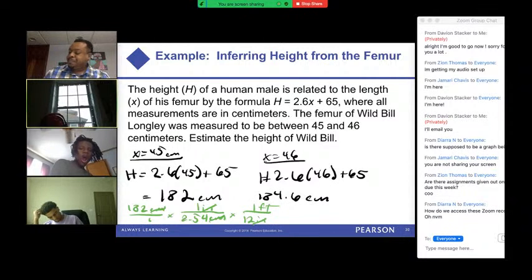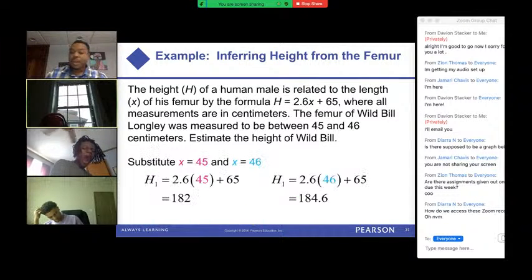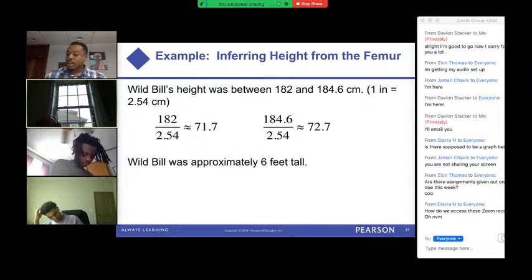Let's go to the next slide. We have a typed up version of all that we just did. 182 and 184.6 centimeters. Then they converted it to inches, and then from inches to feet: he's about 6 feet tall. Okay, it's an approximation.